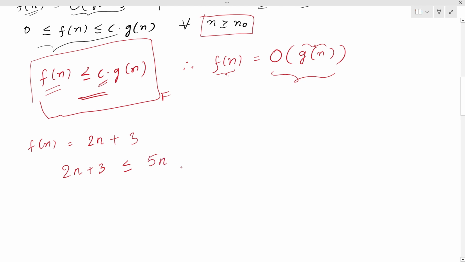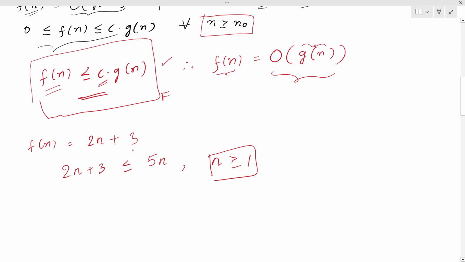And you can check that for n values greater than or equal to 1, you can apply n values from 1 and check. If I take n value 1, here it becomes 5, here it becomes 5. So 5 less than or equal to 5, it's satisfying. If I take n value as 2, it is 5 into 2, which is 10, and here it's 2 into 2 plus 3, which is 7. So 7 is clearly less than or equal to 10, right? So you can clearly check that for values of n greater than or equal to 1, this condition is satisfying.